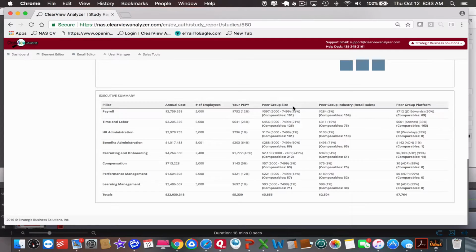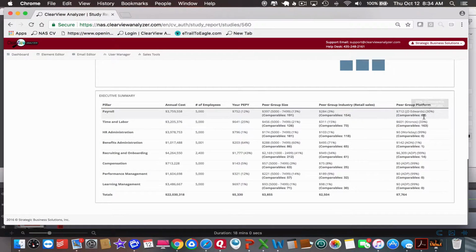If I look at the peer group of size, it tells me I had 191 companies that fell within 5 to 7,500, and 87% of companies outperformed them there. Using retail sales, which is their industry, we had 154 companies that lined up, and 97% of them outperformed them. So this company isn't doing very well.